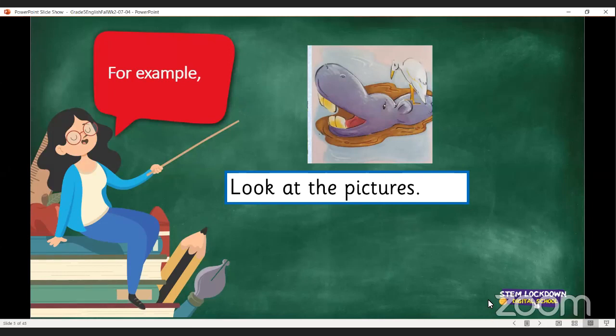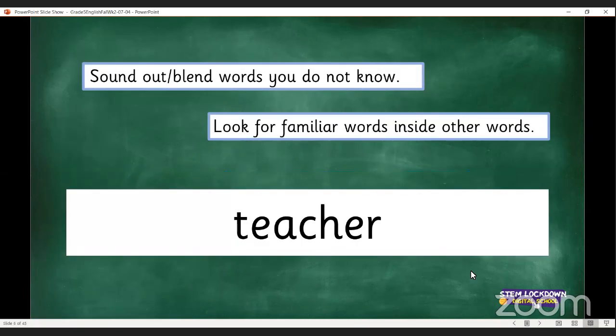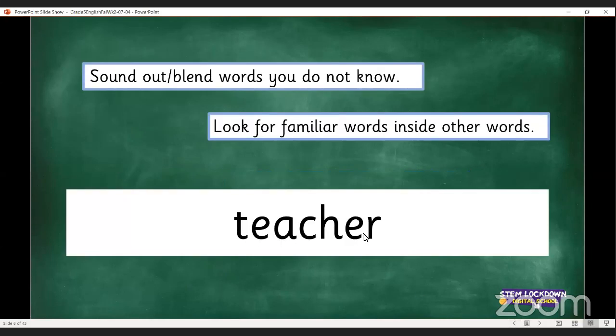Well done. Welcome, Jean-Luc. I'm seeing a few more people join us. It's absolutely awesome. The next thing we do is we sound out and blend words we don't know. So we look for familiar words inside other words. Now, can you all see this word?